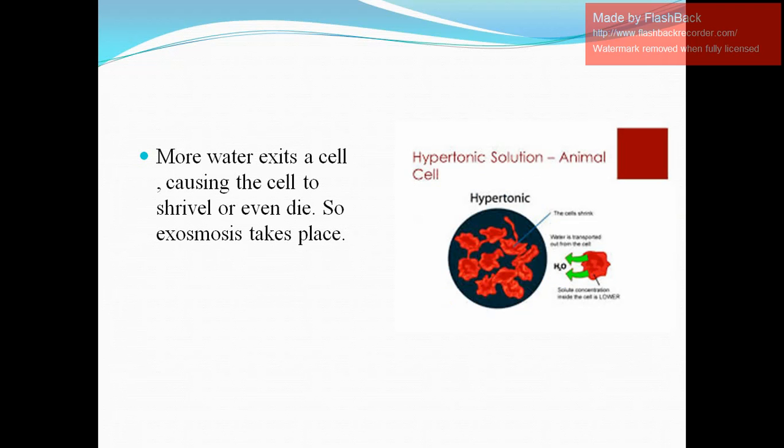See, when we place any cell in a hypertonic solution, the water again moves from its higher concentration to lower concentration, and we know that in this case the amount of water inside the cell is more than the amount of water outside the cell. So water will naturally move from inside the cell to outside, and this movement of water molecules outside the cell membrane is known as exosmosis, and this causes shrinkage of the cell. It causes the cell to shrivel, shrink, or sometimes even die.